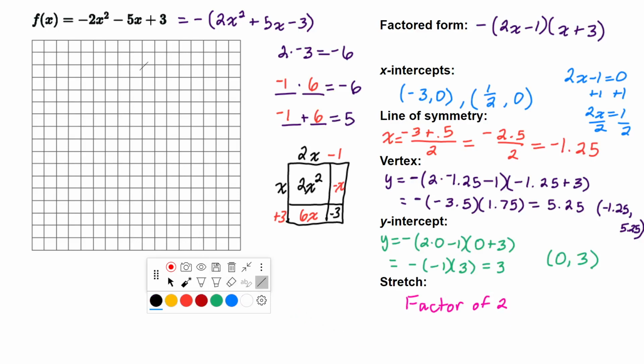So let's graph this. Drawing my axes and looking at my numbers. Vertex, I think I'm going to have to go with being able to just estimate my values. So we know we have an x-intercept at negative 3. We know we have an x-intercept at 1/2. The line of symmetry is going to be at negative 1.25.